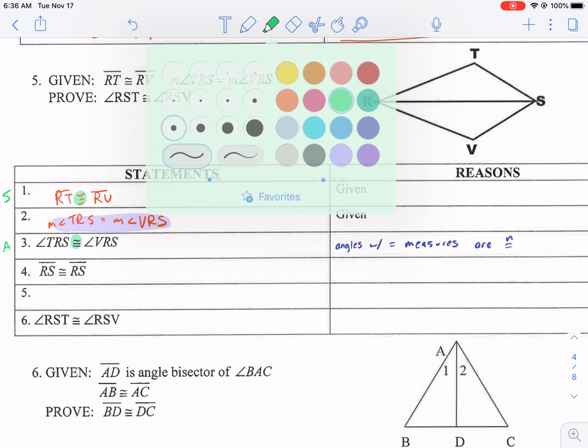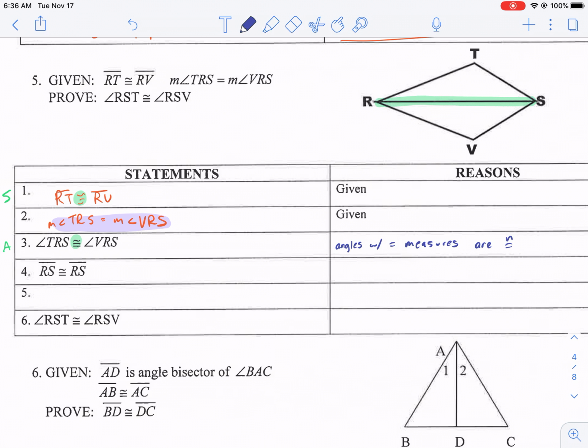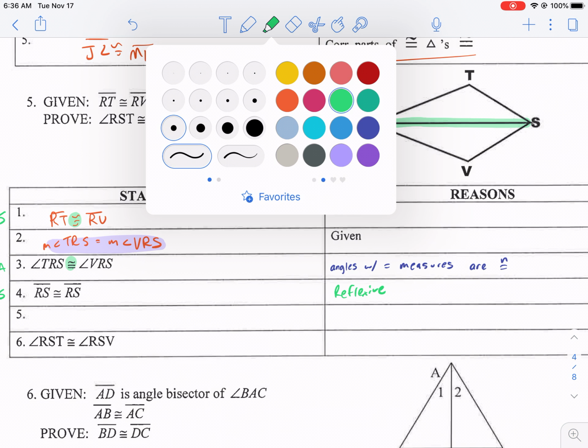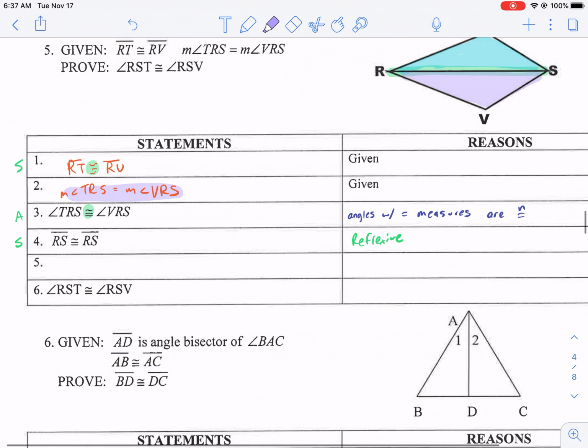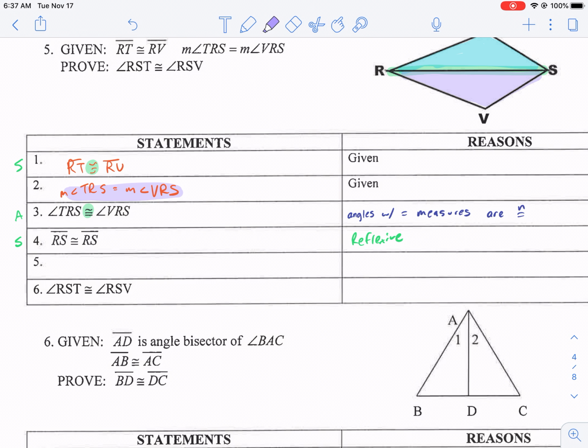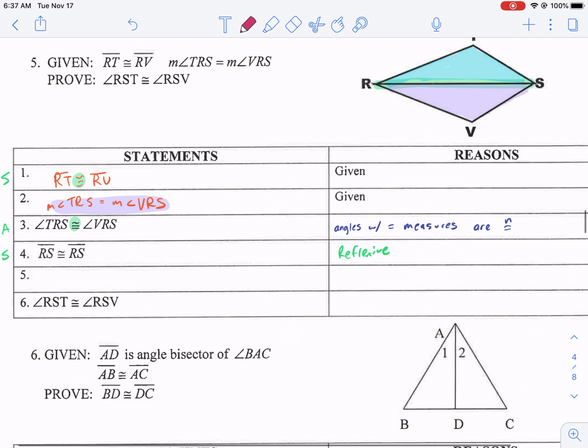Here we have RS congruent to RS. You guys should be great at this one. This is reflexive property. Because it's a part of both two different triangles, we have to prove that it's equal in both triangles. If you want to see the two triangles, I always recommend highlighting them. We got the blue and the purple. And if you want to use a different color, that's incorrect. You must use blue and purple. Now, we have three measurements here, so guess what that means? That means we should probably have enough information to prove these triangles congruent.